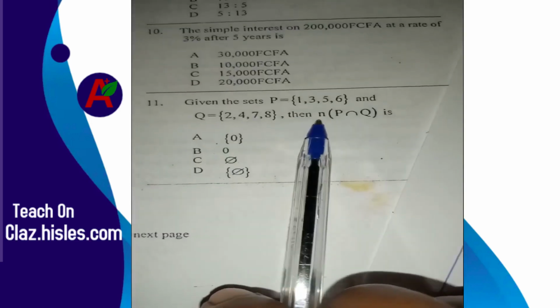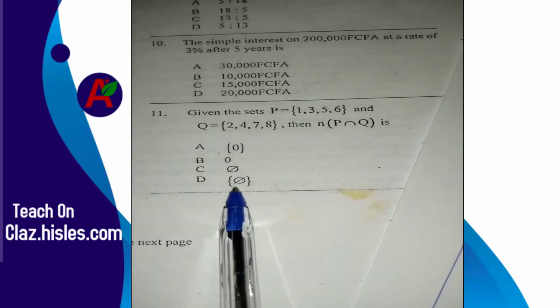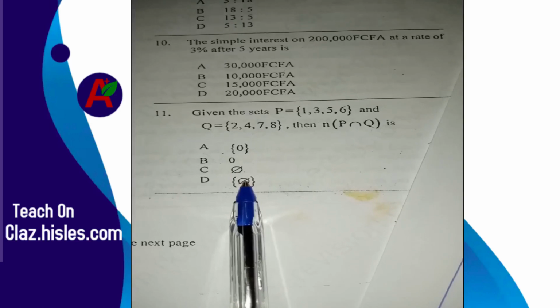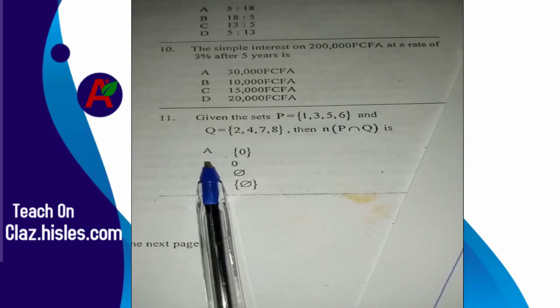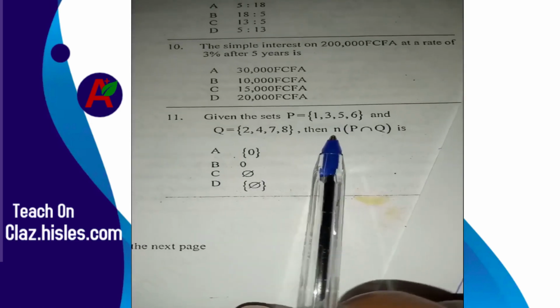They say find the cardinality in the intersection. So C goes out. It cannot be D because D gives us a set which has an element inside, and this is not a number. So we're stuck with A and B, and obviously B is the true answer because B gives us a number since we're asked to find a cardinality.